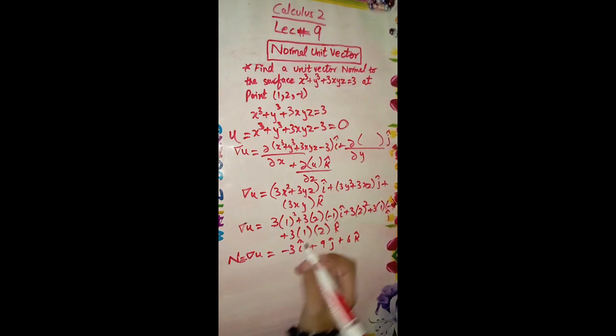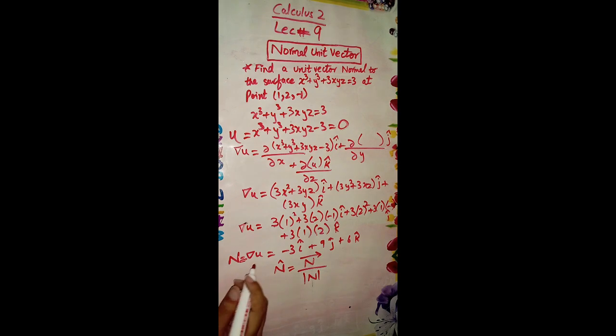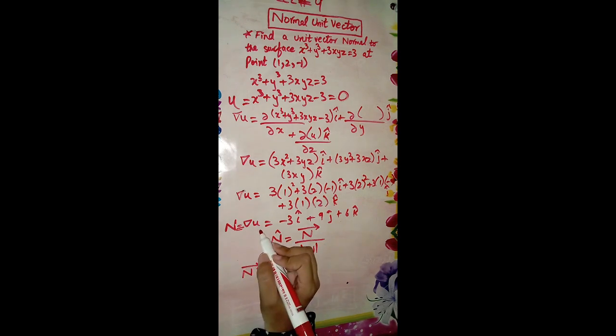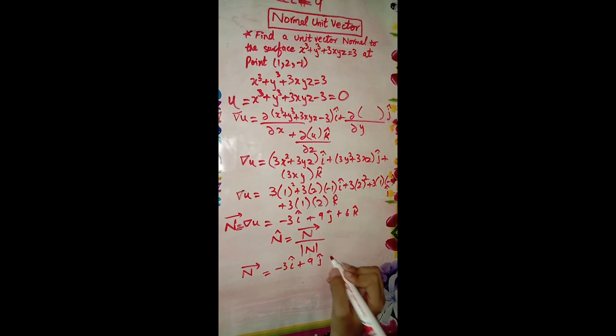So the formula for the normal unit vector is n hat, the unit vector, which is equal to our vector n divided by its magnitude. So now we will put our values in this formula. This vector n is equal to this del u, that is minus 3 i hat plus 9 j hat plus 6 k hat.